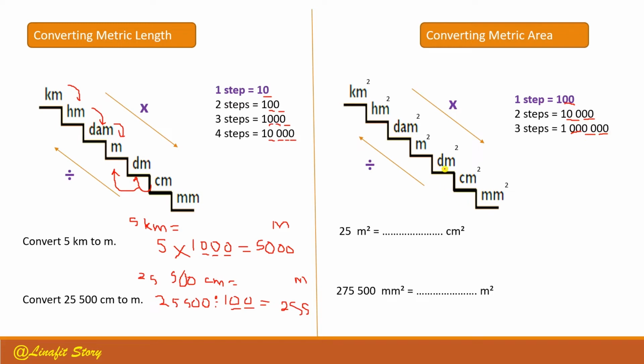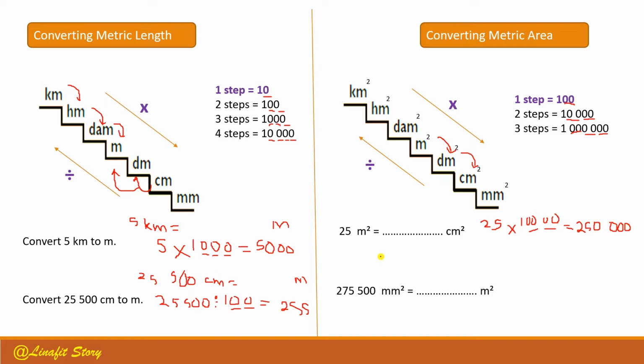So for example, convert 25 square meter to square centimeter. This is square meter, this is square cm. Step down, so we multiply. How many steps? 1, 2. So we multiply by 10,000. So the answer is equal to 250,000.